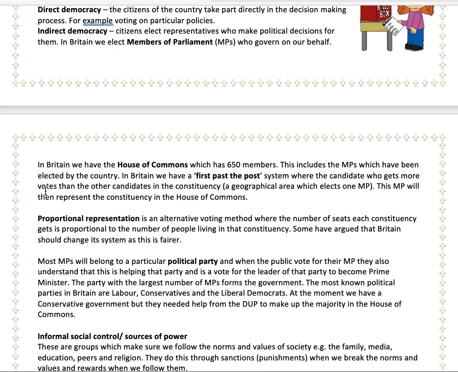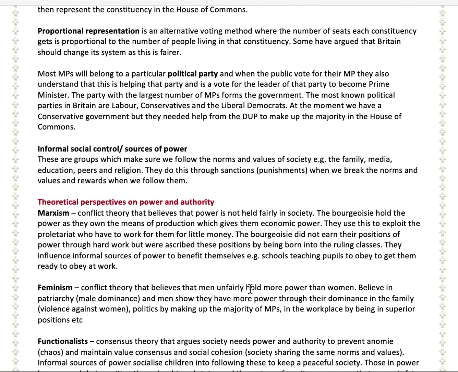So most MPs belong to a particular political party. Obviously, in the UK, most of the seats in the House of Commons are taken up by Conservative and Labour. And obviously we have... that's not true anymore. We have a Labour, we have a Conservative government.